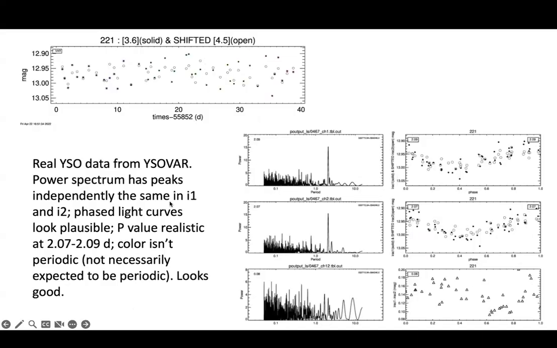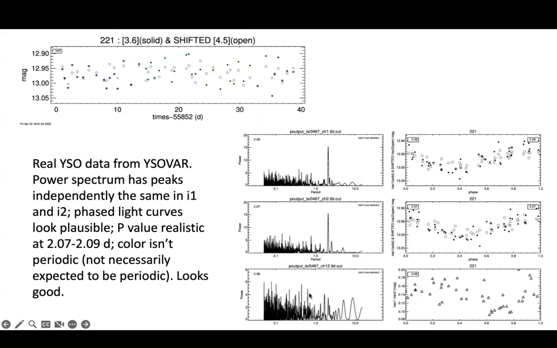Okay, here's some real YSO data from YSOVAR. Brightness is a function of time. If I just put this light curve in front of you, you would say it's probably variable, but you wouldn't have said that's periodic. But if you do the power spectrum, this is the power spectrum here. That peak really stands out, and it's independently coming up with the same period, 2.09 and 2.07. That's the same within error bars. It's coming up with the same period independently in IRAC1 and IRAC2. And the phased light curves look plausible.